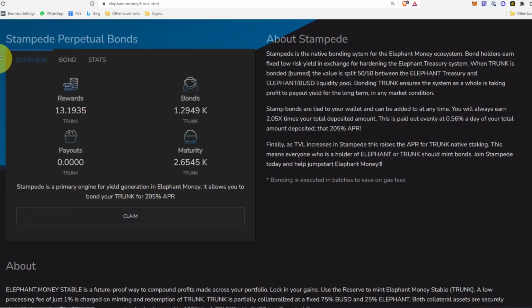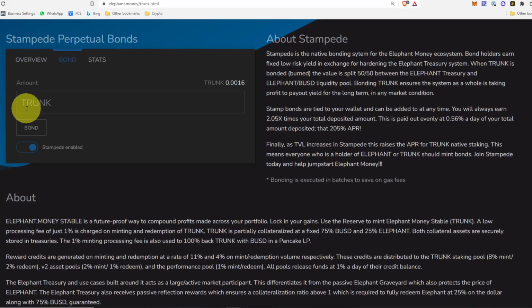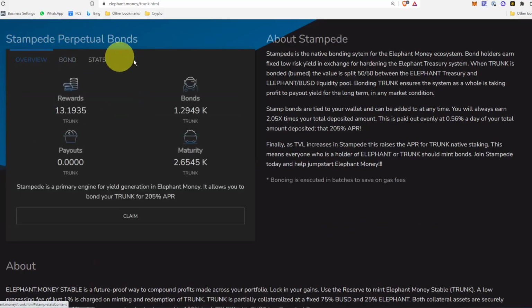So to easily do that, you would come over to the bond tab, you would enter the amount of Trunk that you want to bond, and then it'll get locked into the overview page right here as your bond amount, and then you will see your 2.05x max payout that you will get right here, and it will perpetually pay rewards every single day until the moment you want to hit claim button, which will mint out new Trunk for you.